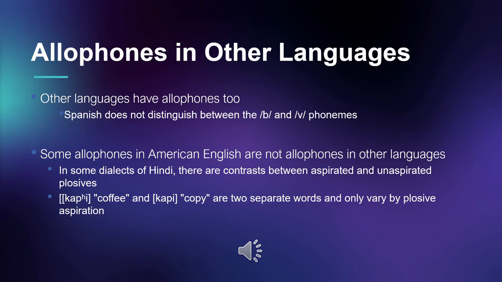On the other hand, some allophones that are found in American English are not allophones in other languages. We just discussed an example of how aspiration can vary for a phoneme based on its word placement in American English. But that sound is still perceived in the same phonemic category. This is not the case for some dialects of Hindi, in which aspiration actually changes the meaning of a word. Therefore, it is important to remember that allophones exist across languages, but are not always the same as American English.